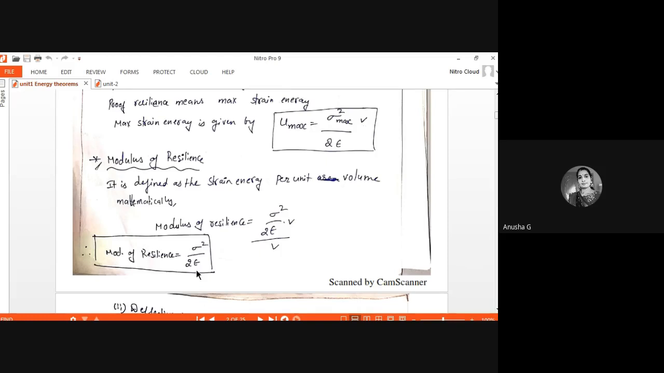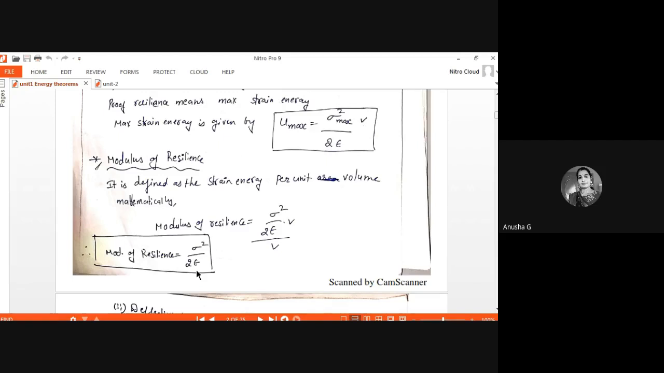First one is what is meant by resilience. Second one is what is meant by proof resilience. Third one is modulus of resilience. First, resilience is nothing but the energy which is stored in a body within the elastic limit due to some work done. For a gradually applied load, U equals sigma square V by 2E. This is the first formula for strain energy or resilience.